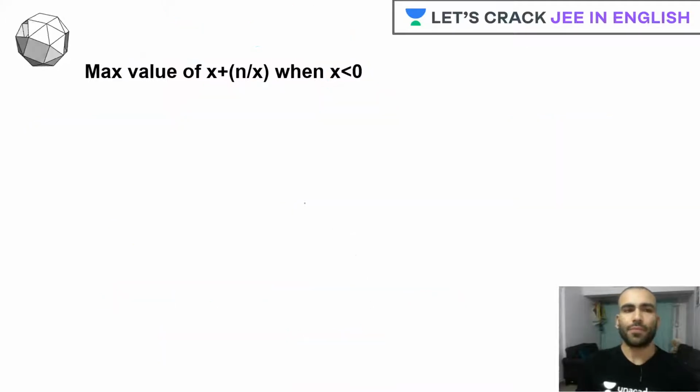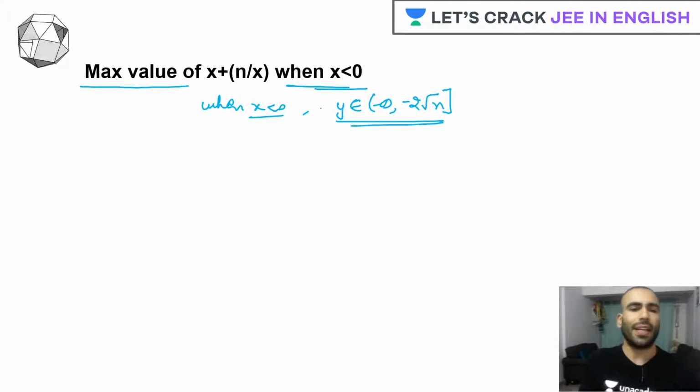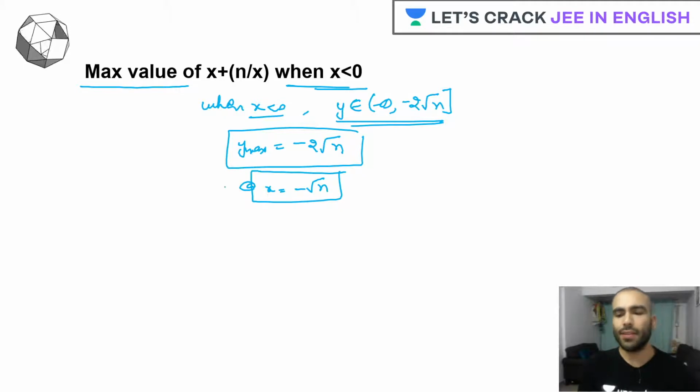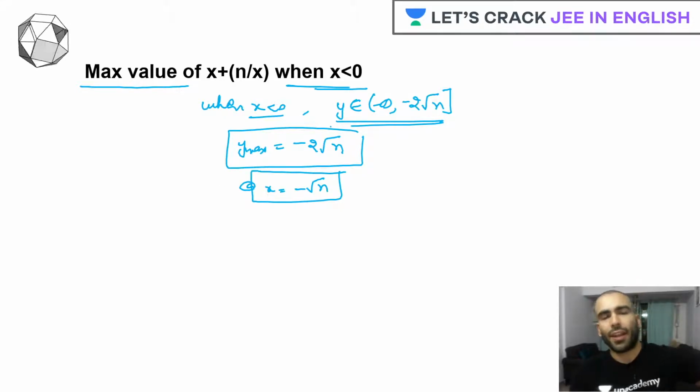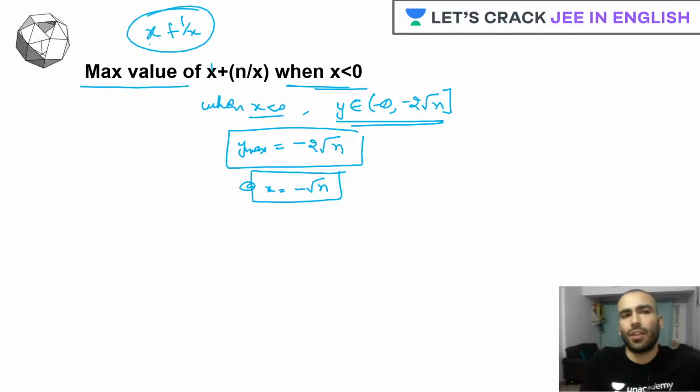Okay guys, now the maximum value when x is lesser than 0. When x is lesser than 0, what values of the function do we get? Minus infinity to minus 2 root n. Looking at this, I can clearly say y max will be minus 2 root n, at x equal to minus root n. Clear guys? So please remember these two values, because in many algebraic questions we see this sort of expression a lot. x plus 1 upon x, this sort of thing we get to see many times.